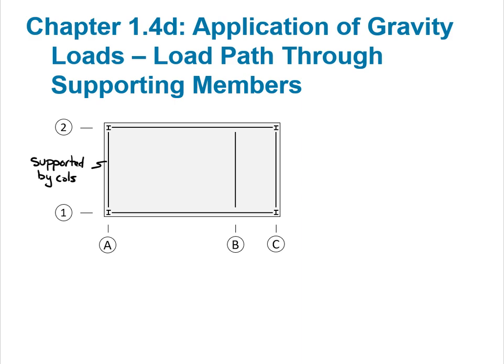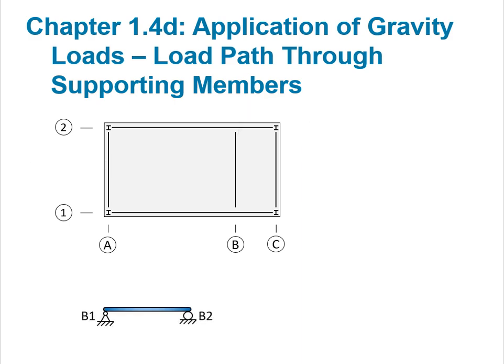But some members are supported by other members. Beam B1, B2 in this floor system is an example. This beam is supported by girders A1, C1 and A2, C2. The load from beam B1, B2 goes to the girders, which then carry the load to the columns.